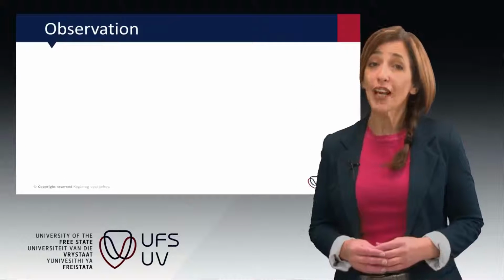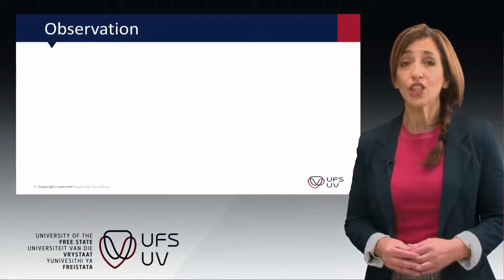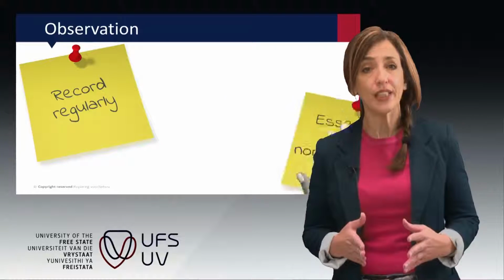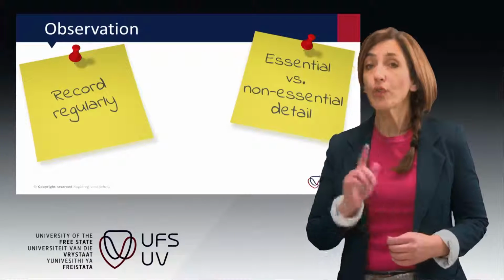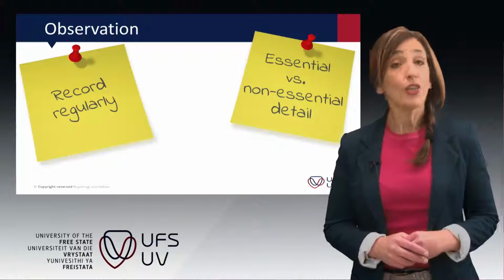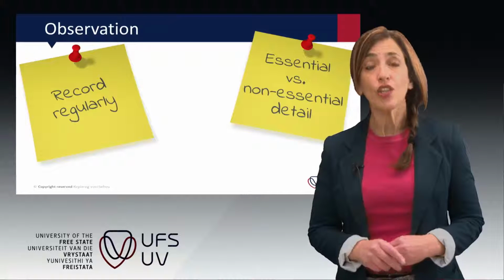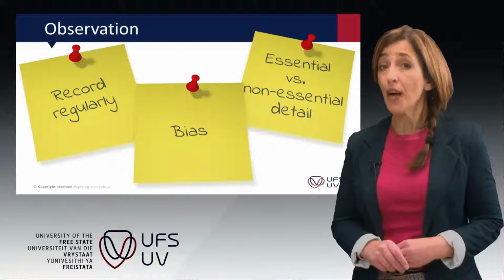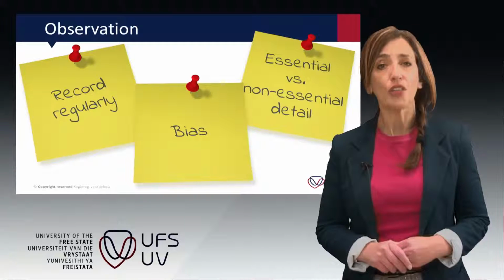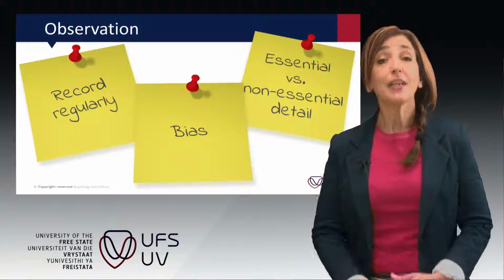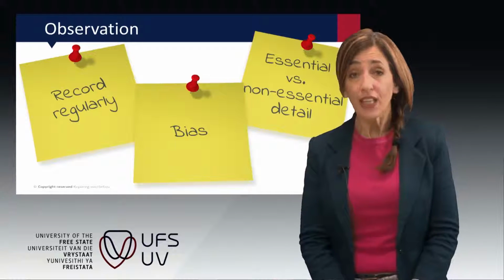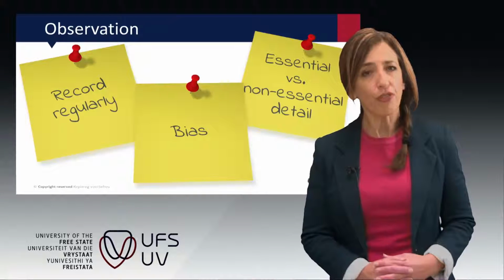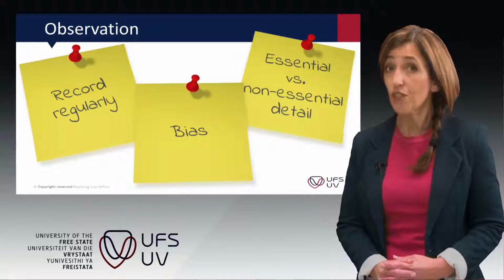In order to have reliable, valid, and meaningful observations, you need to train yourself to record or write down what you see or hear on a regular basis. Know the difference between essential and non-essential detail, and be aware of possible bias that might lead to inaccurate observations. The ability to observe objectively, that is, without bias or prejudice, is an essential part of the professional character of the foundation phase teacher.